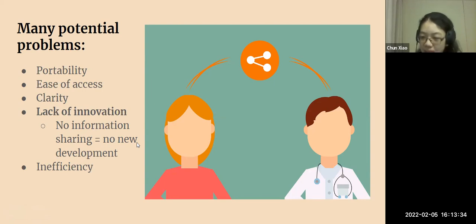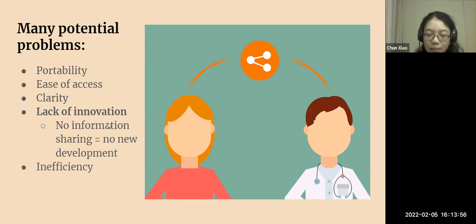And the problem with this is that many healthcare record vendors don't want there to be information sharing between the healthcare record vendors, because this means that there will be more competition for them and it'll be more difficult for them to hold on to their established client base.